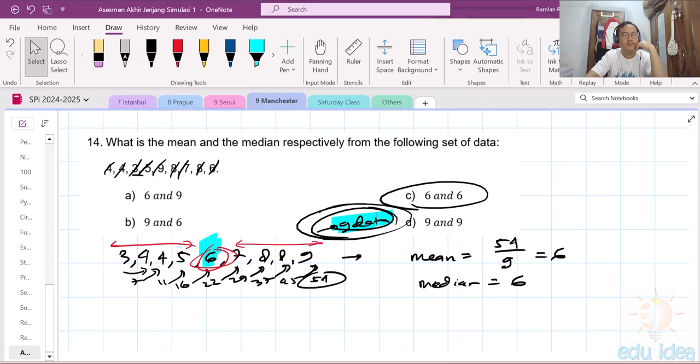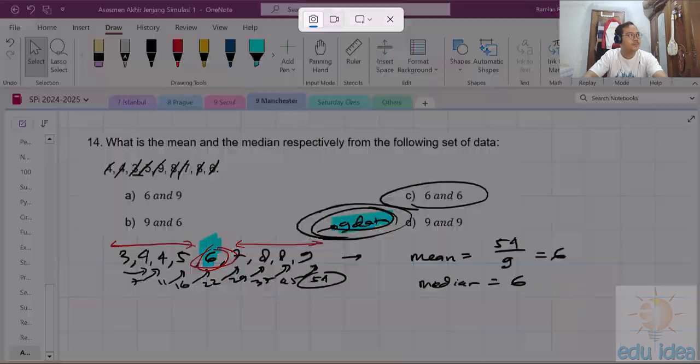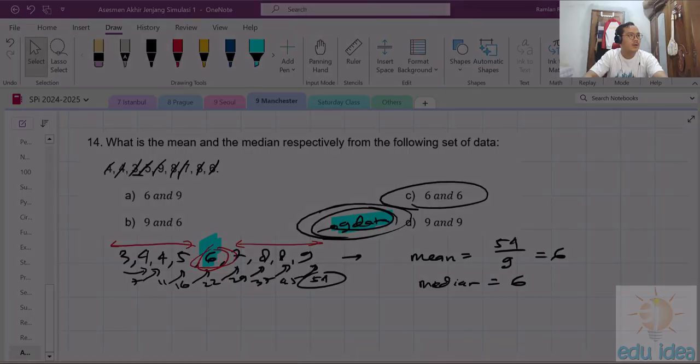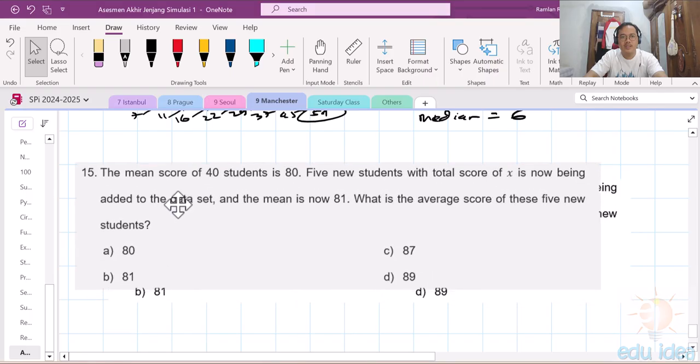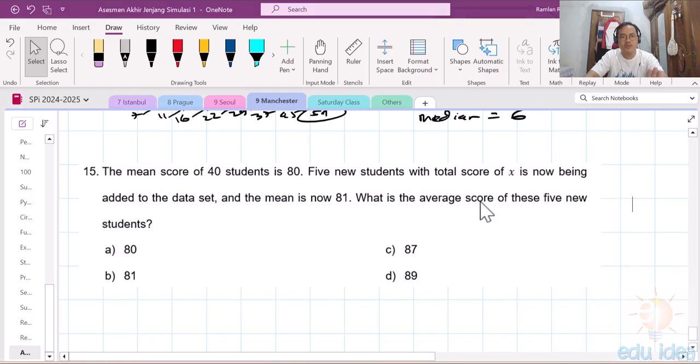Okay, number 15. This one is a little bit tricky. Okay, here we go. The mean score of 40 students is 80. 5 new students with a total score of X is now being added to the data set, and the mean now is 81. What is the average score of these 5 new students?